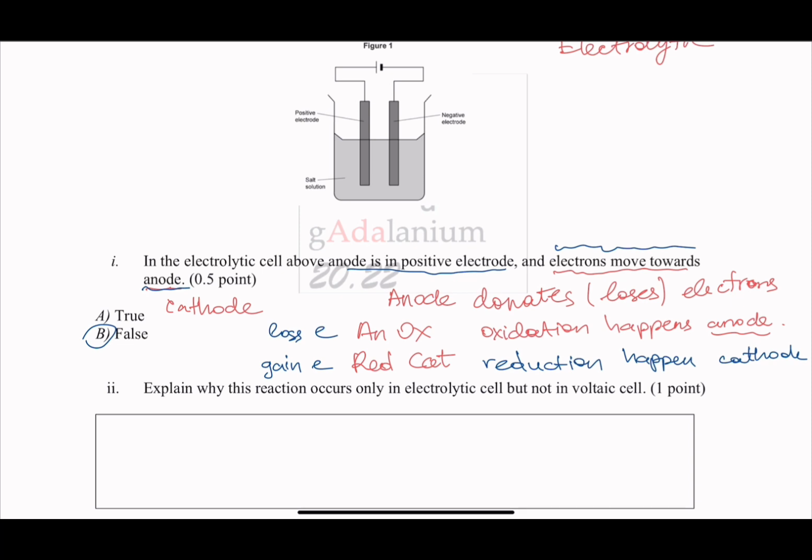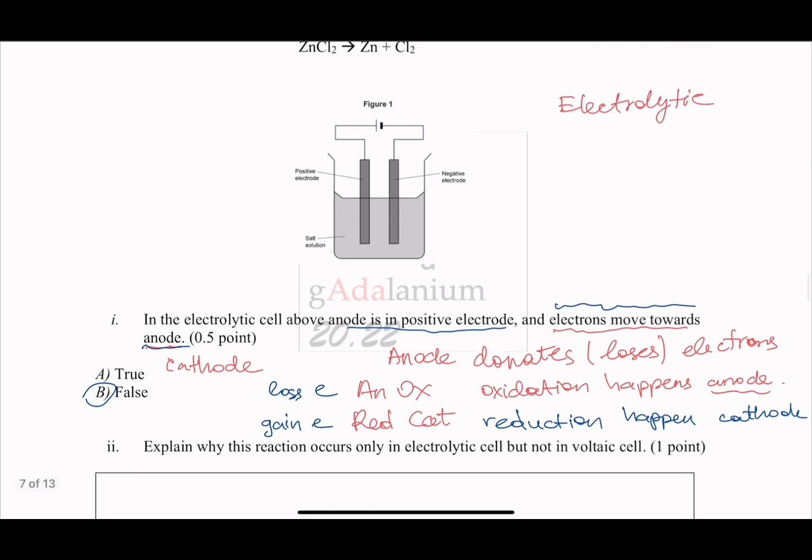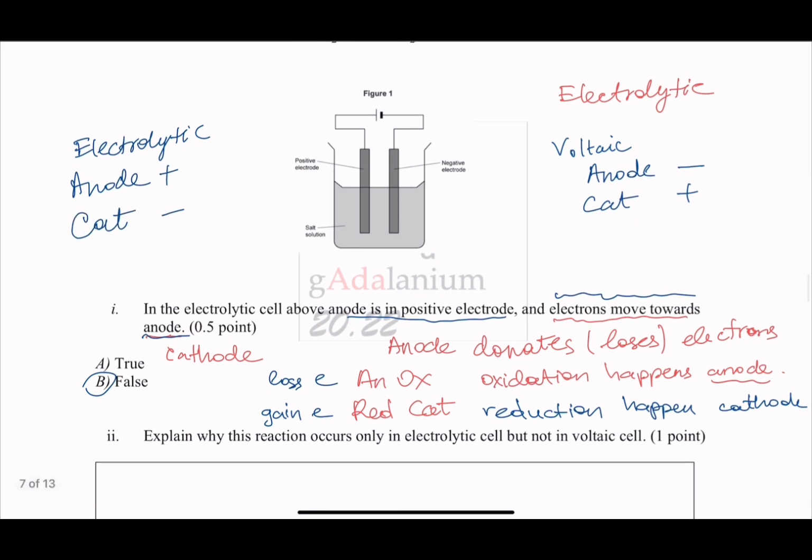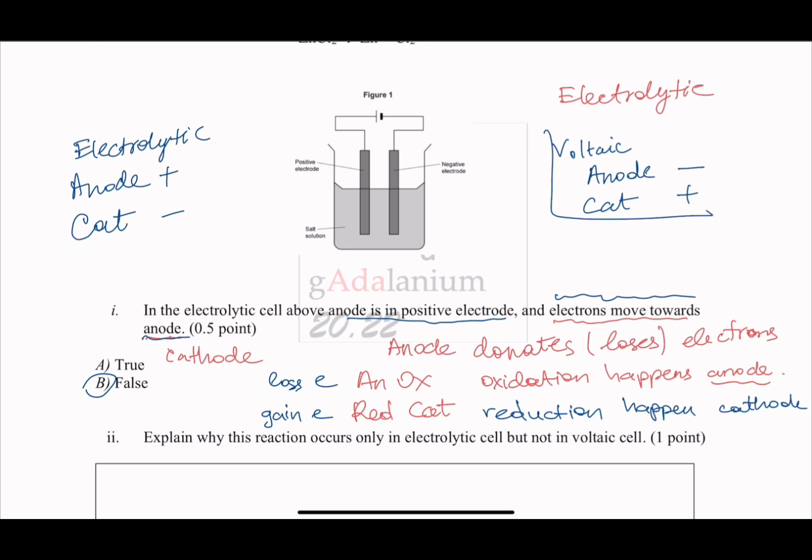Okay, and one more thing about the charges. For the voltaic cell, there is one thing you need to memorize. Voltaic cell: anode is negative, cathode is positive. For the electrolytic cell, anode is positive, cathode is negative. I will explain these charges again, but it will help you out once you memorize, because I know that some of you did and they got the correct answer.